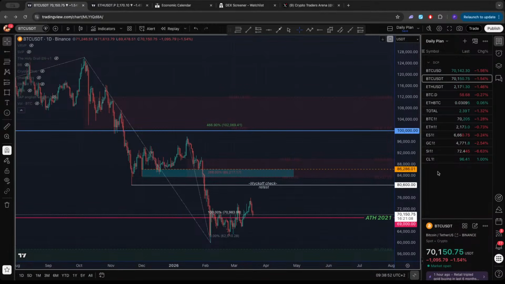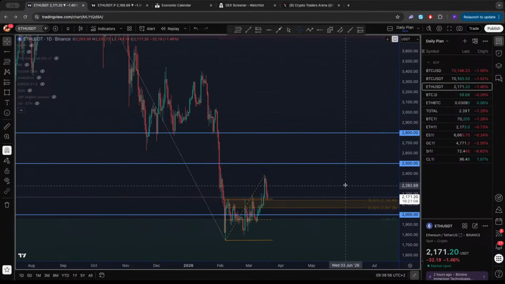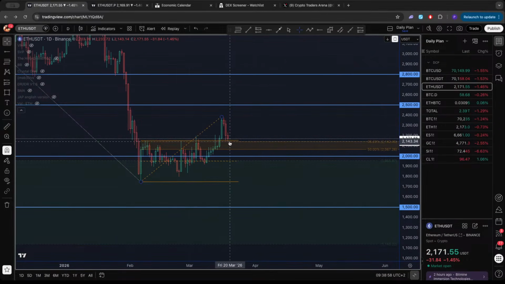Similar view here. Similar view on Ethereum. Not too many things we can say here. If we accept back below, well, that is not nice for Ethereum.